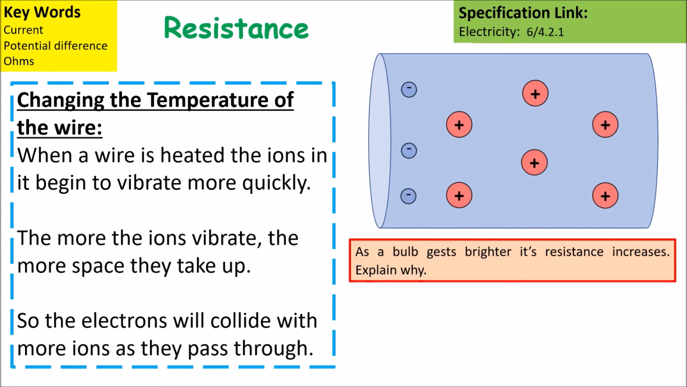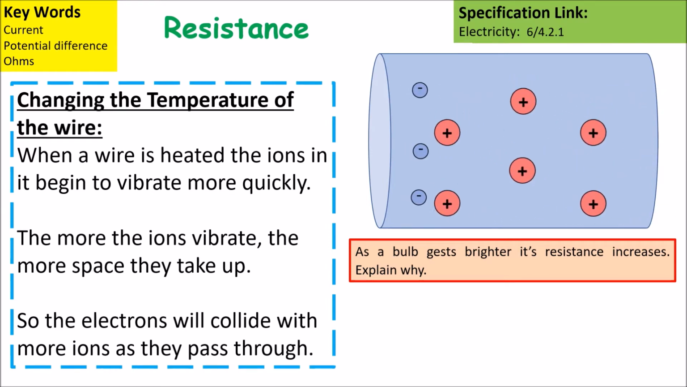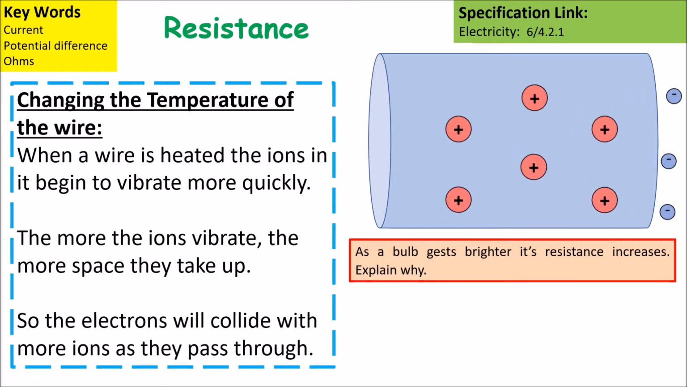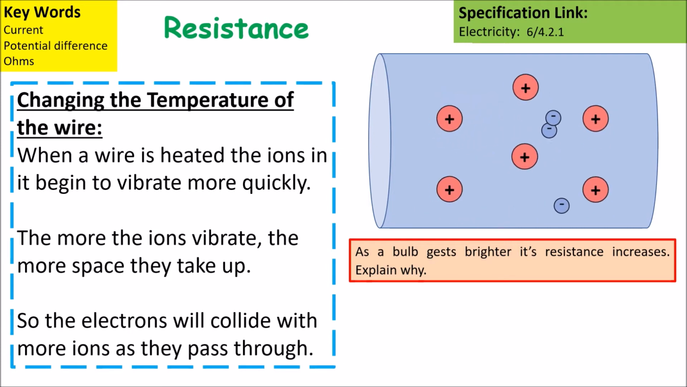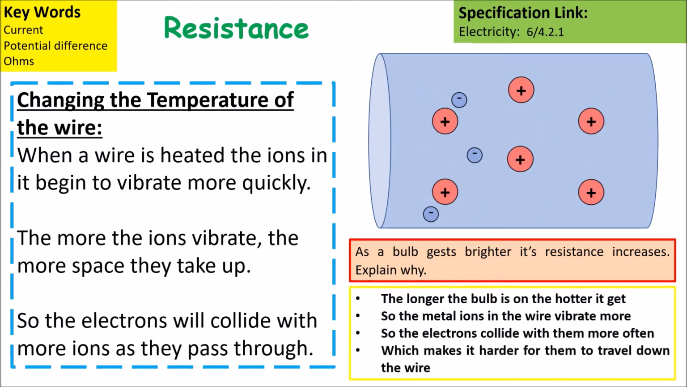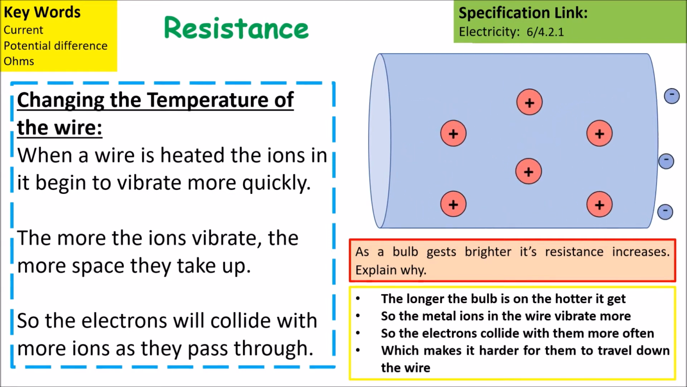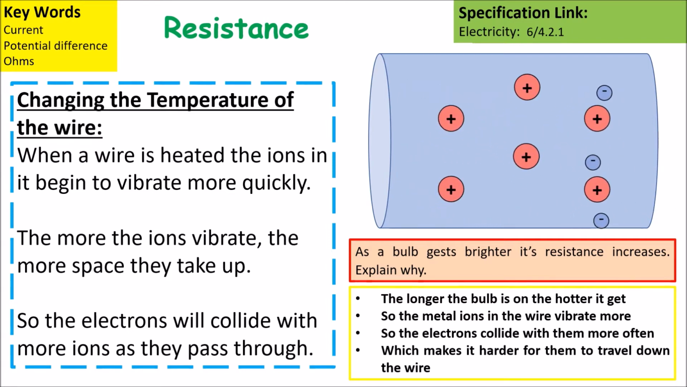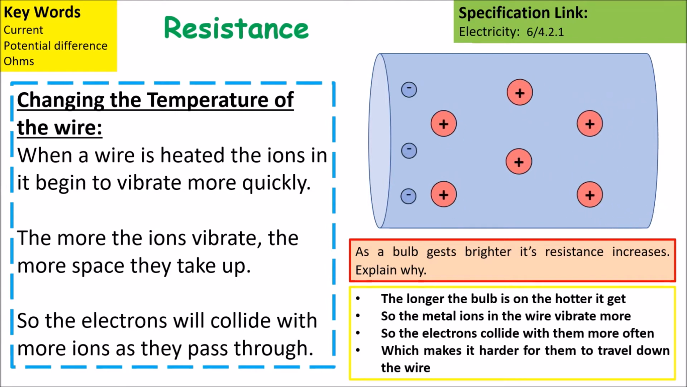When a wire is heated, the ions will begin to vibrate and move more quickly. The more the ions vibrate, the more space they take up, so the electrons will collide with more of the ions as they pass through. So if we think about a bulb getting brighter, its resistance increases. Explain why. The reason is that the longer the bulb is on, the hotter it gets, so more ions in the metal vibrate, so more of the electrons collide with the ions, which makes it harder for them to travel down the wire.